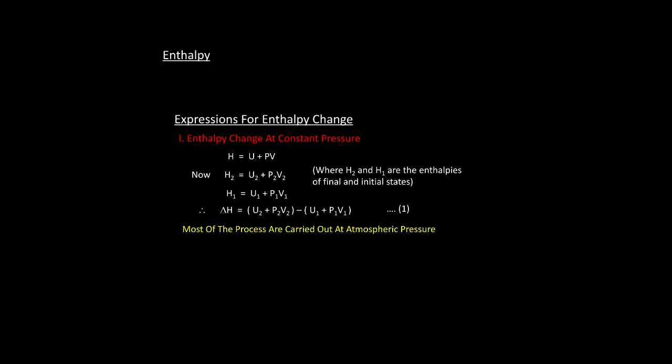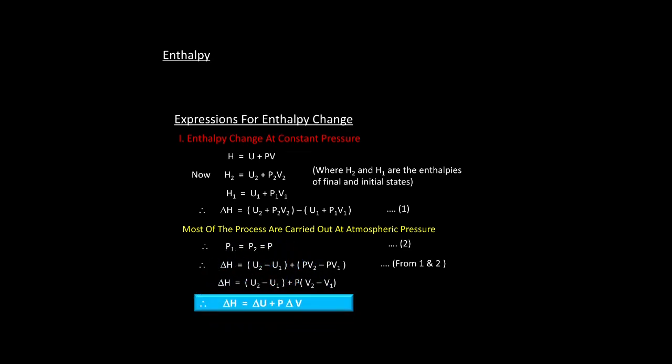Most of the processes are carried out at atmospheric pressure. Hence, P1 will be equal to P2, that is equal to P. So, we can say that delta H is equal to U2 minus U1 plus PV2 minus PV1. So, finally, we will be getting the equation as delta H is equal to delta U plus P delta V. So, your total energy content of the system inclusive of pressure volume type of energy.